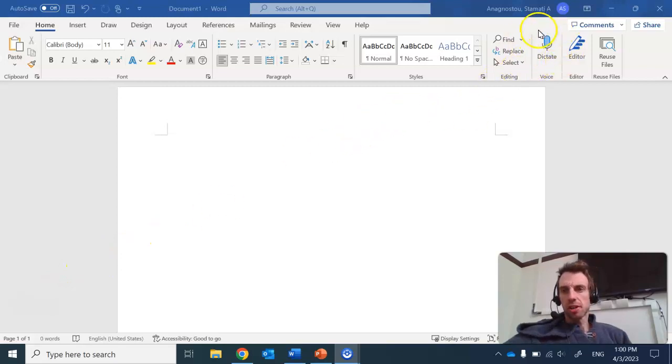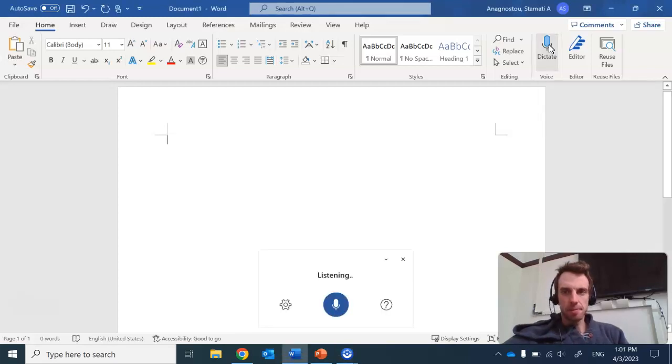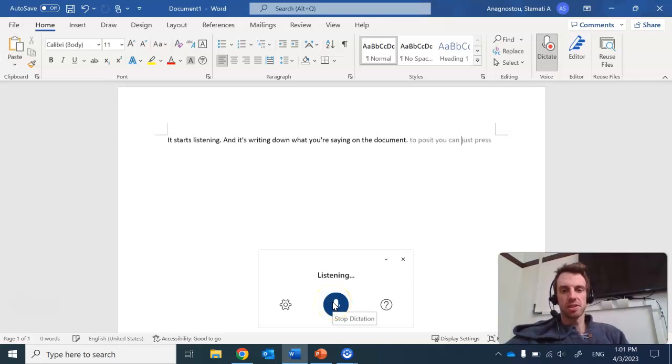So I want you to look at Microsoft Word's Dictate feature up here. It's a little microphone. And if you click it, it starts listening. And it's writing down what you're saying on the document. To pause it, you can just press the Stop Dictation button again. Pretty simple.